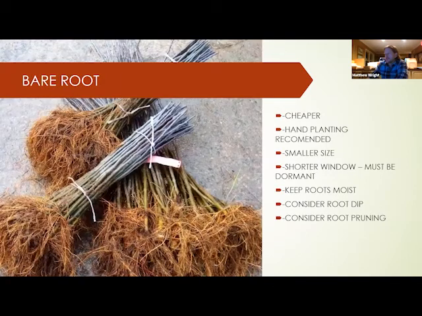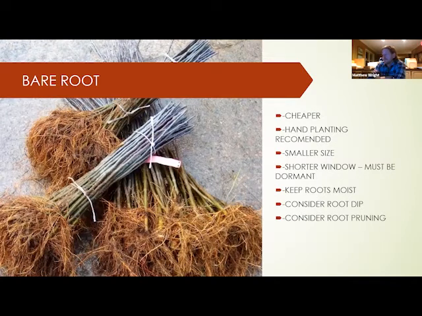The other option is bare root, which is cheaper. Your window is much smaller. You have to plant these when they're dormant and when they're available from the supplier. The supplier will pull these at specific times of the year, and you have to be able to get a hold of them and get them in the ground as quickly as possible. The roots have to be kept moist. You can use a root dip or something like that to assist you with that. I would definitely consider root pruning.